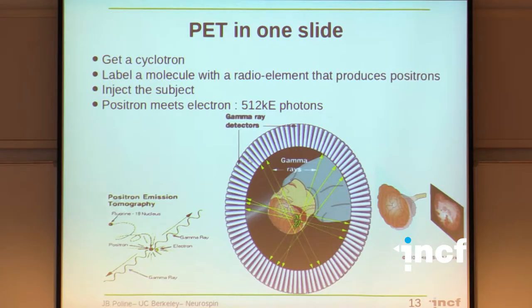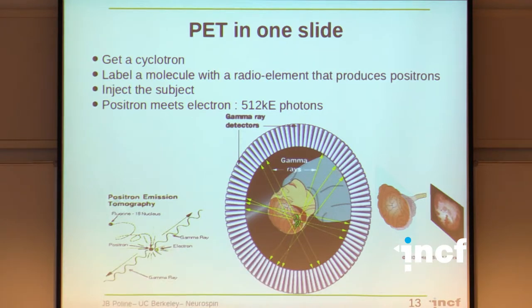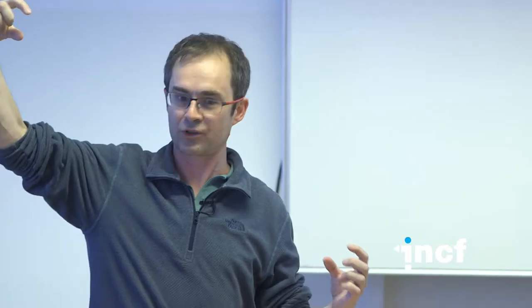So PET, as I said, is basically a bunch of detectors outside of the brain. You've got a positron-emitting radioligand, and when the positron meets an electron in the matter, they emit two photons at 511 kilo-electronvolts. That's the detection that you have. You look at all the detections of those photons, because when there's a lot of activity somewhere, by looking at all the detections around the brain, you can reconstruct where it comes from. That's the principle.